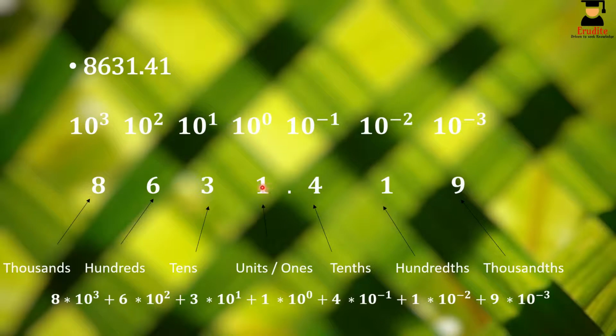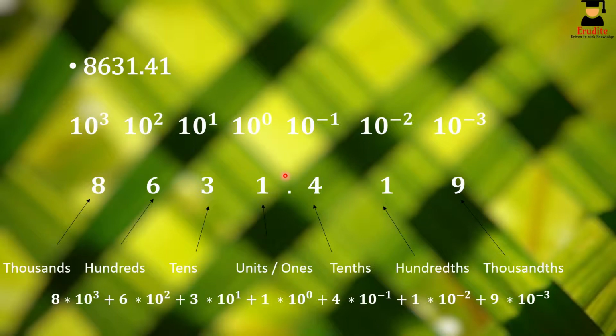As the name suggests, the tenths place is 1 by 10. So 1 by 10 can also be expressed as 10 raised to minus 1. So the 10 power associated with this 4 in the tenths place is 10 raised to minus 1. Similarly, the 10 power associated with 1 is 10 raised to minus 2, and the 10 power associated with 9 is 10 raised to minus 3, which is 1 by 1000 or thousandths place.